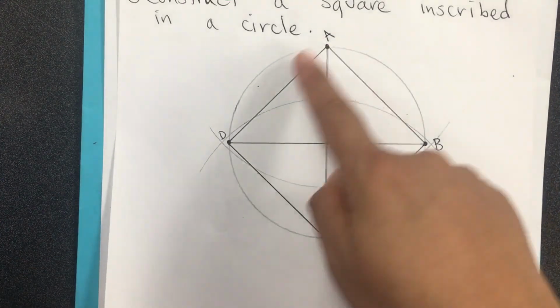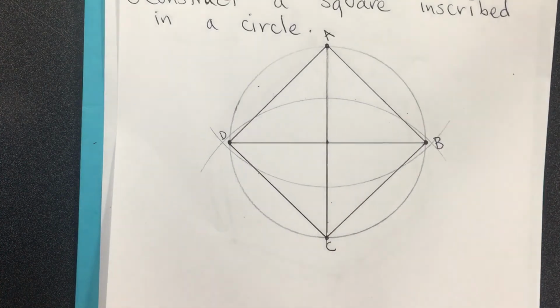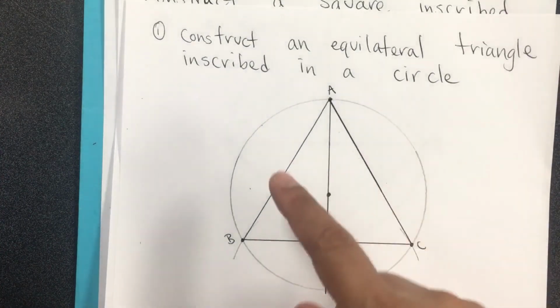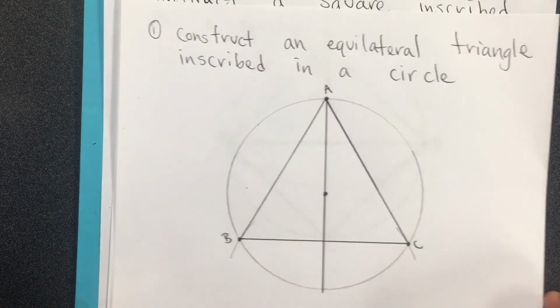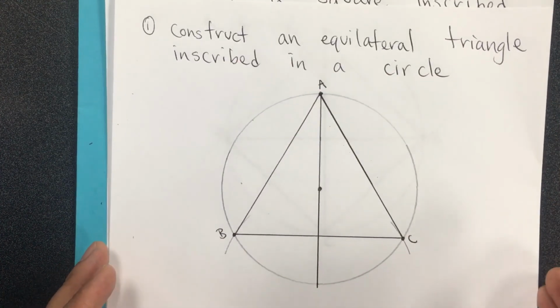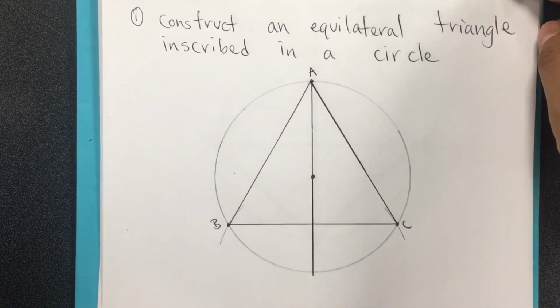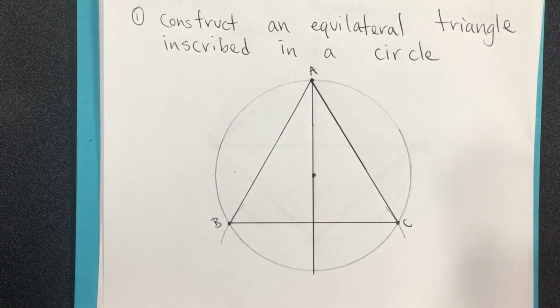your inscribed square, and your equilateral triangle, all inscribed in a circle. Okay, now you are able to do 10.8 and have fun.